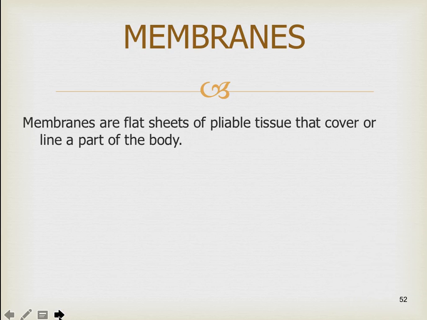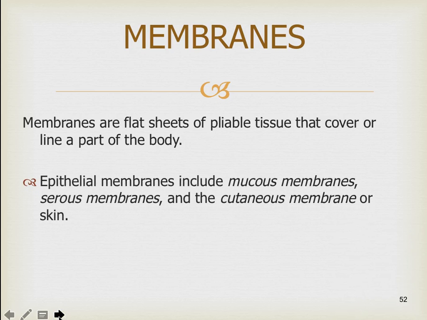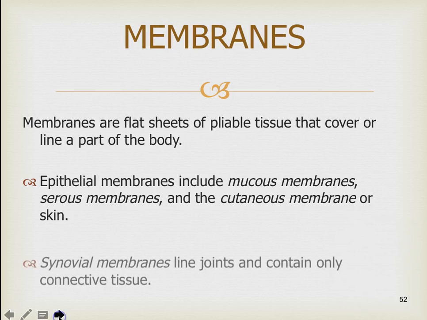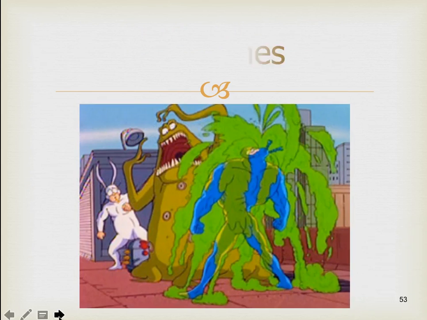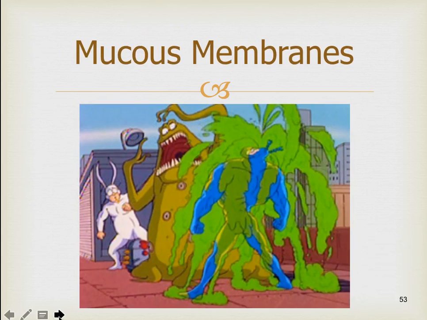All right. So membranes. These are flat sheets of tissue that cover or line parts of the body. We've already seen some of these. We have different types. We have mucous membranes, serous membranes, cutaneous membrane, that's your skin. You also have something called a synovial membrane. Those will line joints, and we'll talk quite a bit more about the synovial membranes when we get to joints. All right, so let's talk about mucous membranes.